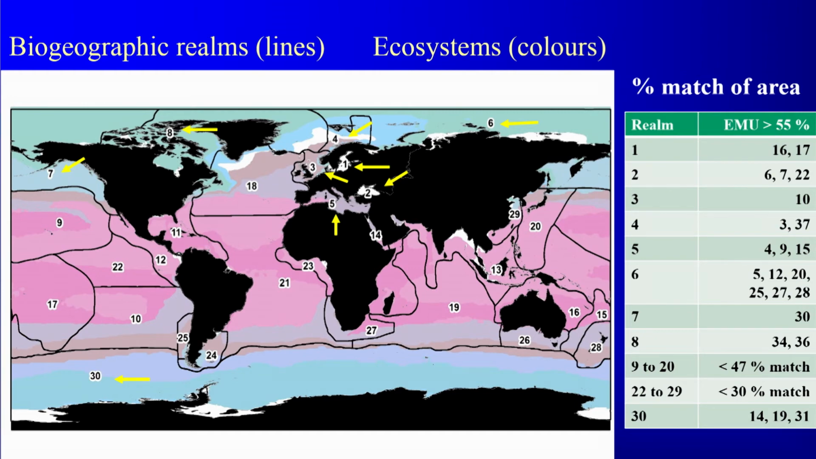So to go into that a little bit more detail, if we looked at some of the biogeographic realms here, numbers 1 to 8 have good matches in terms of spatial overlap with EMUs, but many of them don't. So in fact, most of them don't.